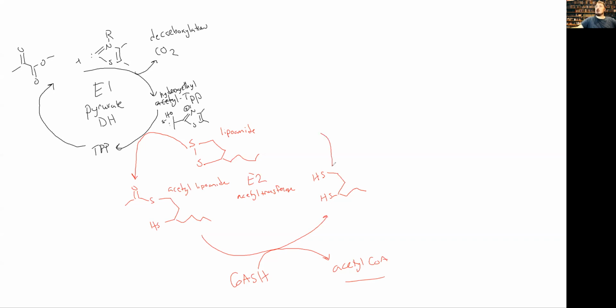And then we have to recharge back to lipoamide, and that's where enzyme 3 is going to come in. So FAD is going to be here. We're going to make FADH2. This is an enzyme 3, or dihydrolipoyl dehydrogenase. It's called that because this form is dihydrolipoamide.